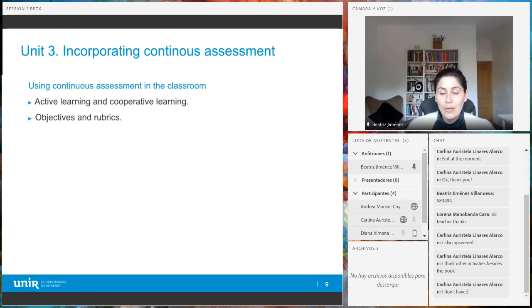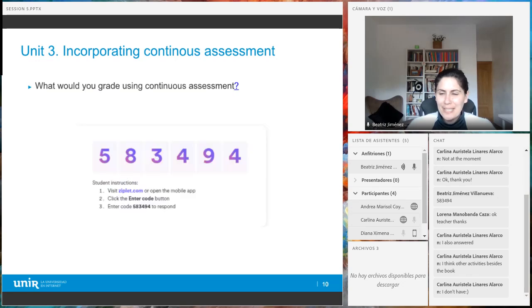No? Okay, perfect. So then my question for you is, if you go back to Ciplet, now you'll have another question that should have been published by now, with the same code, okay? And the question now is, what would you grade using continuous assessment? I mean, what kind of activities, what kind of tasks would you use in your class in order to apply continuous assessment, okay? For this one, I'm going to give you some time, okay?